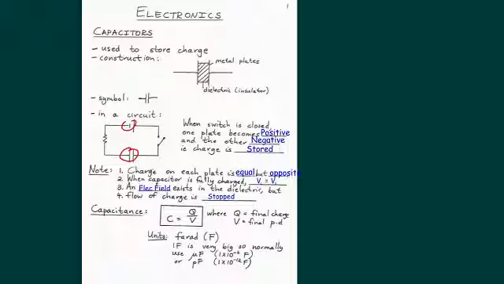When the capacitor is fully charged, the voltage across the capacitor is equal to the voltage across the supply. An electric field exists between the plates of the capacitor, and the flow of charge will stop.